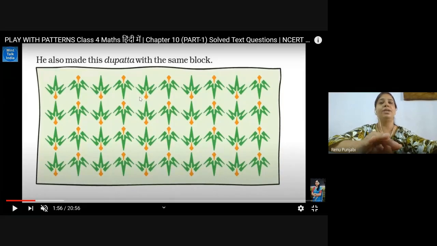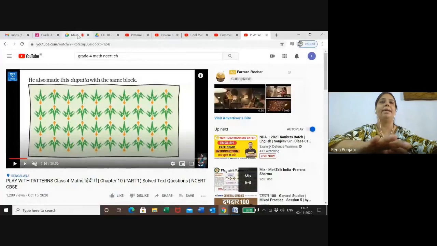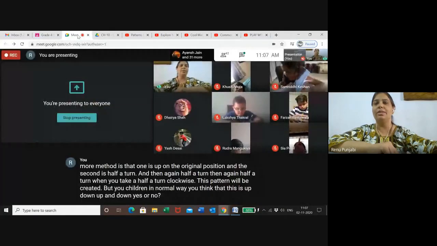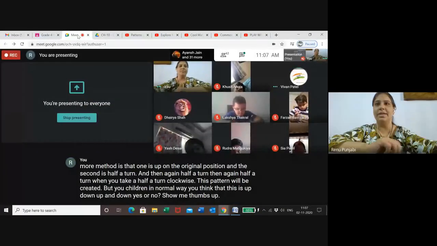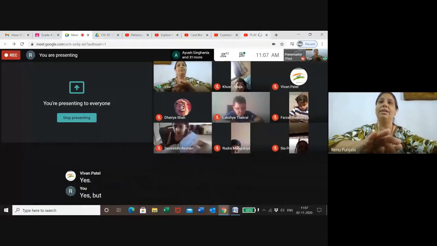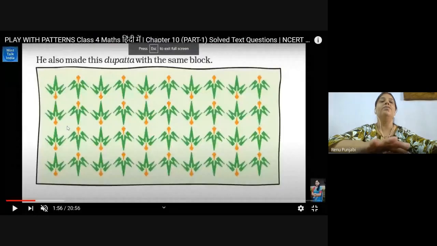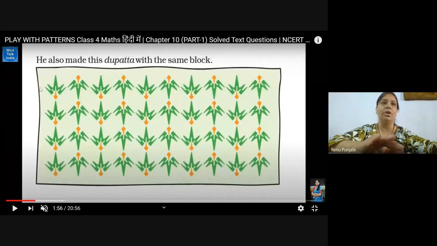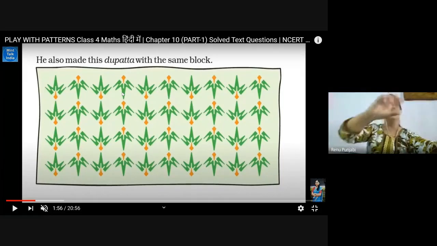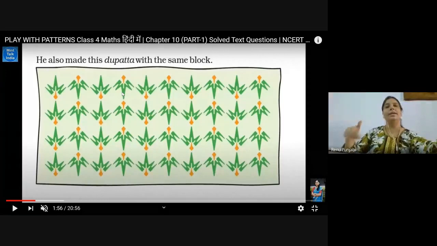But you children, in the normal way, you think that this is up and down. Yes or no? Show me thumbs up. Yes. But the way we have learned clockwise turn and anti-clockwise turn, we can read this pattern or we can draw this pattern in that way also. One is at the original position, then half a turn clockwise, then half a turn, then again half a turn. If you turn it, the pattern will be created.